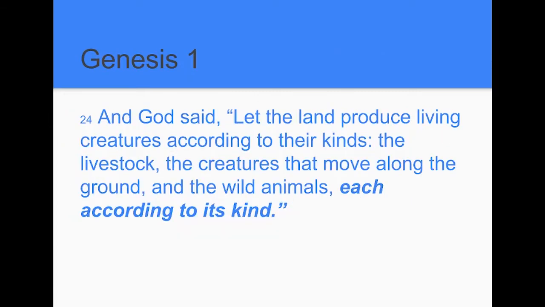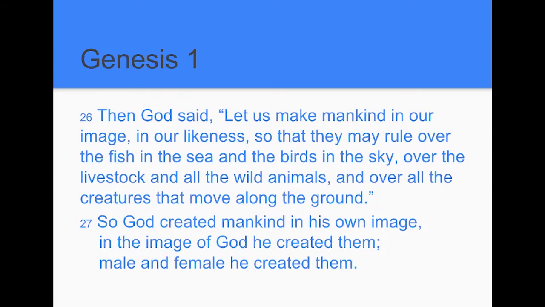And God said, "Let the land produce living creatures according to their kinds, the livestock, the creatures that move along the ground, and wild animals, each according to its kind." Then God said, "Let us make mankind in our image, in our likeness, so they may rule over the fish of the sea and the birds of the sky, over the livestock and all the wild animals, and over all the creatures that move along the ground."